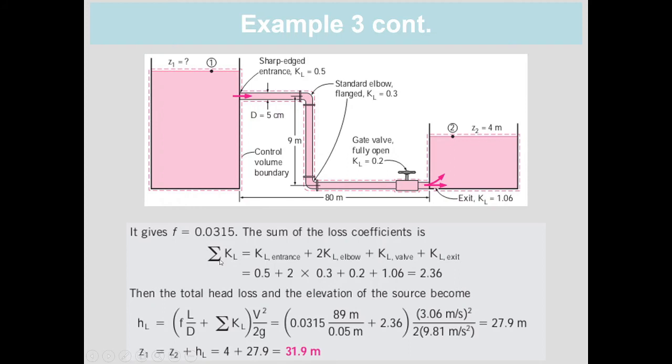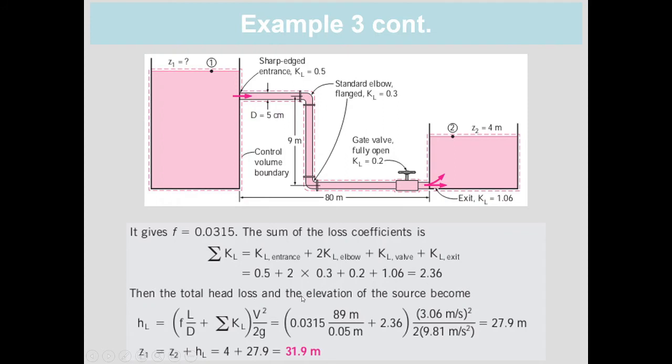And then to get the minor losses, you already have f here, so you need to get the sum of K. The sum of K is just the sum of all the conditions. It has the entrance, and the entrance is equal to 0.5. There are two elbows, and the KL for an elbow is 0.3, so 2 times 0.3. There is a valve, and KL for the valve is 0.2, and also for the exit, KL is equal to 1.06. So the total KL is 2.36.